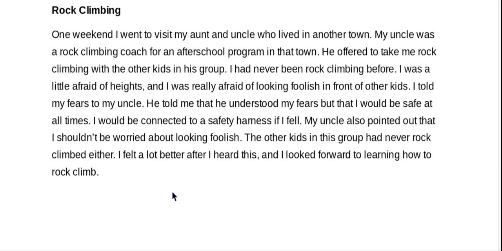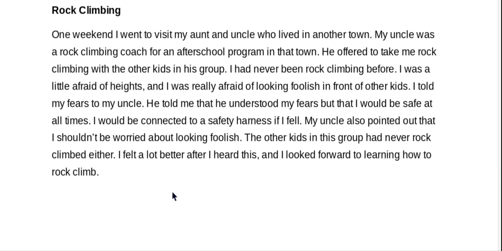I was a little afraid of heights, and I was really afraid of looking foolish in front of other kids. So obviously, this main character felt kind of embarrassed if they were to mess up in front of other children. I told my fears to my uncle. He told me that he understood my fears, but that I would be safe at all times. I would be connected to a safety harness if I fell.